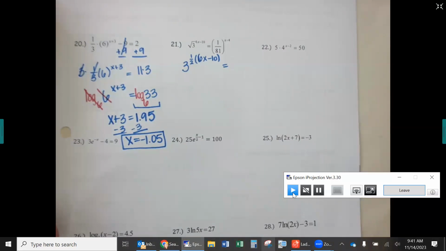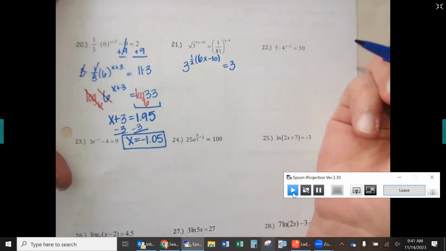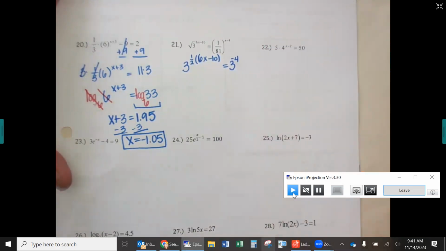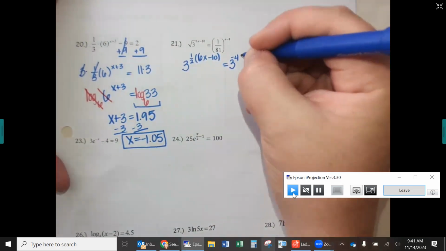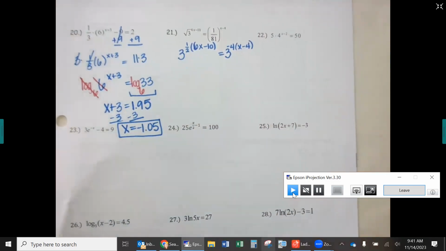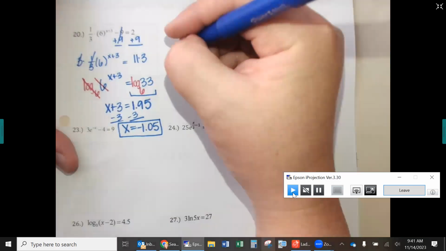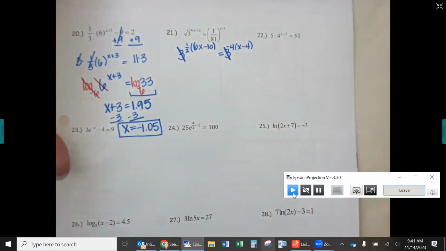And then on the other side, for my 81, what is 81 as a base 3? Look in your chart. 3 to the 4. Now, what if it's an 81 on the bottom? Very good, negative. Then from there, what do I do with those 3's on both sides? Okay, thank you. And then I have half of 6x minus 10 equals negative 4x minus 4.